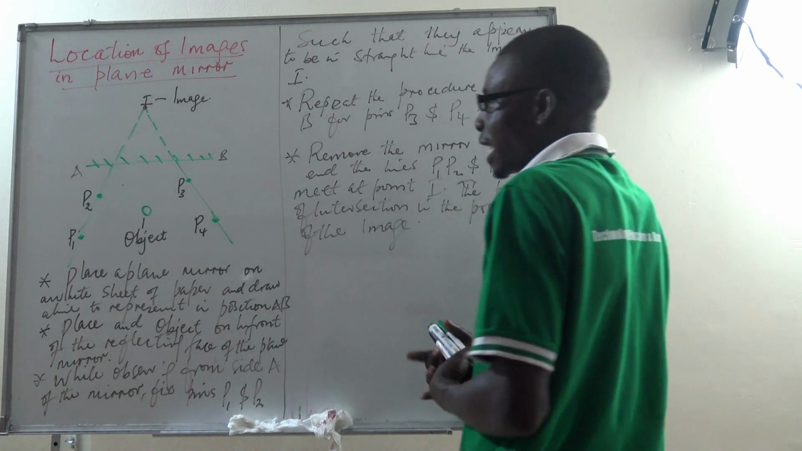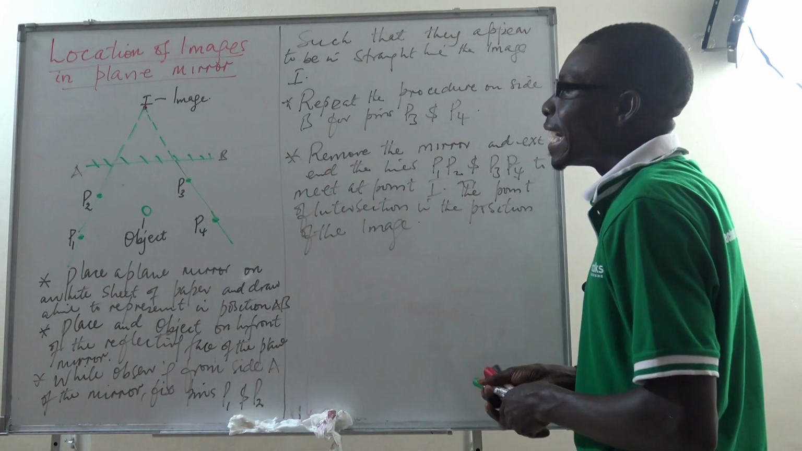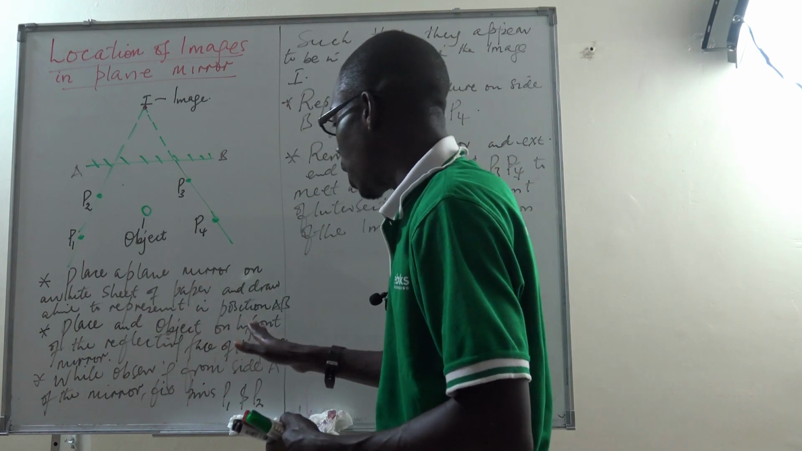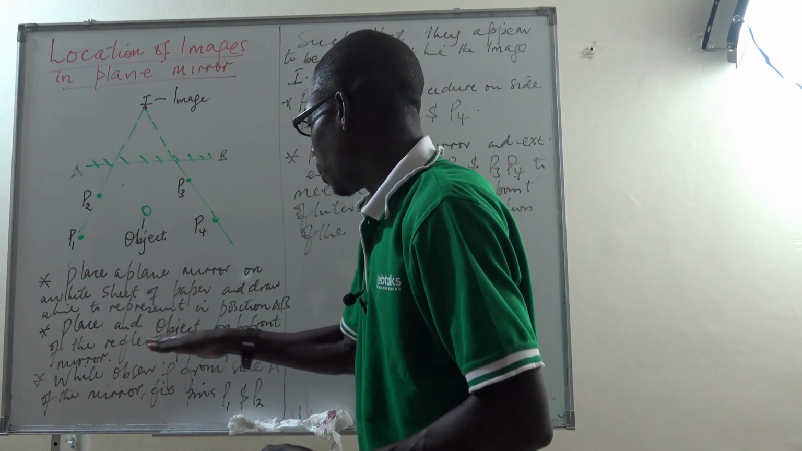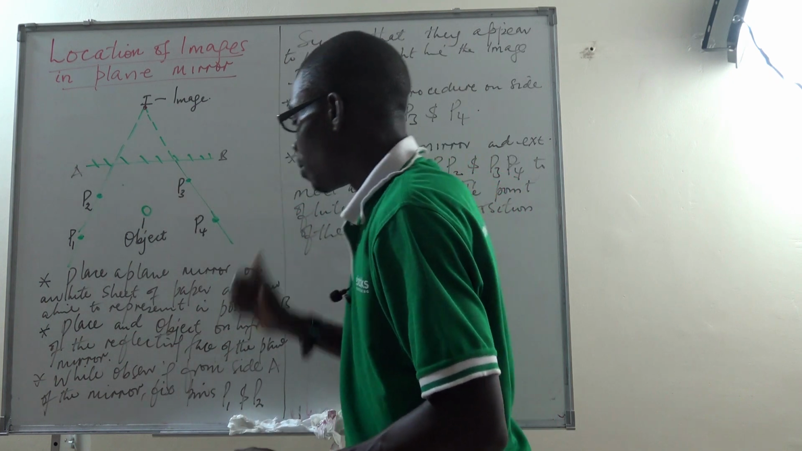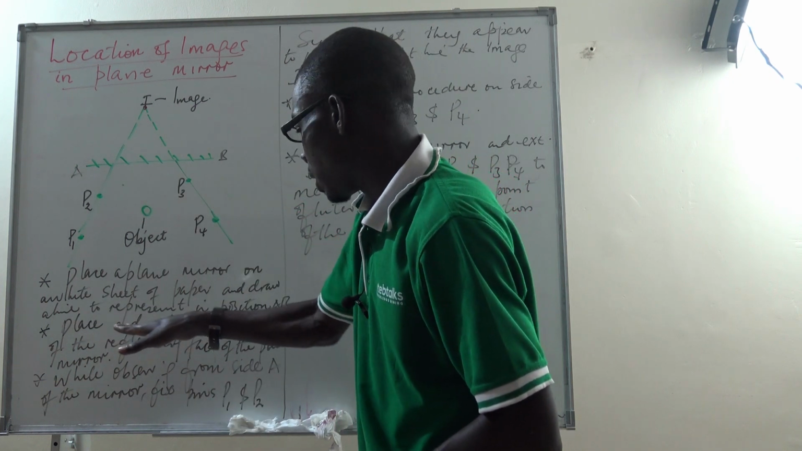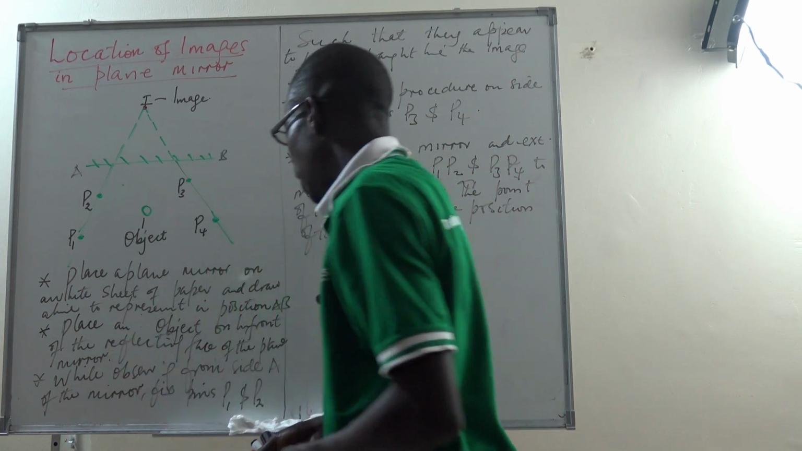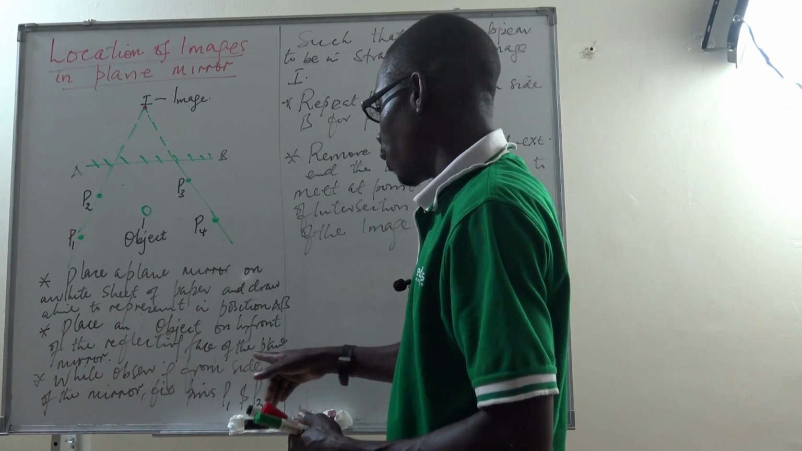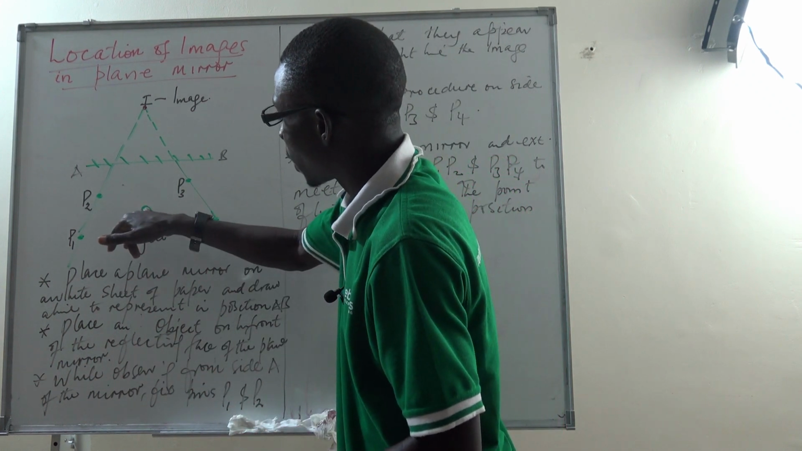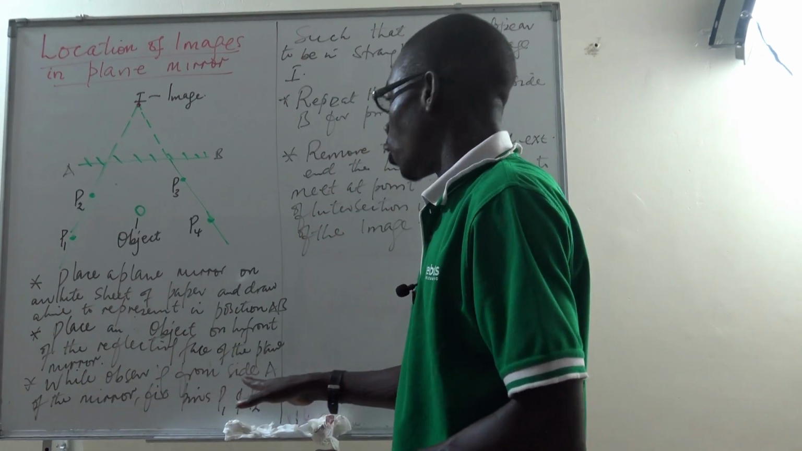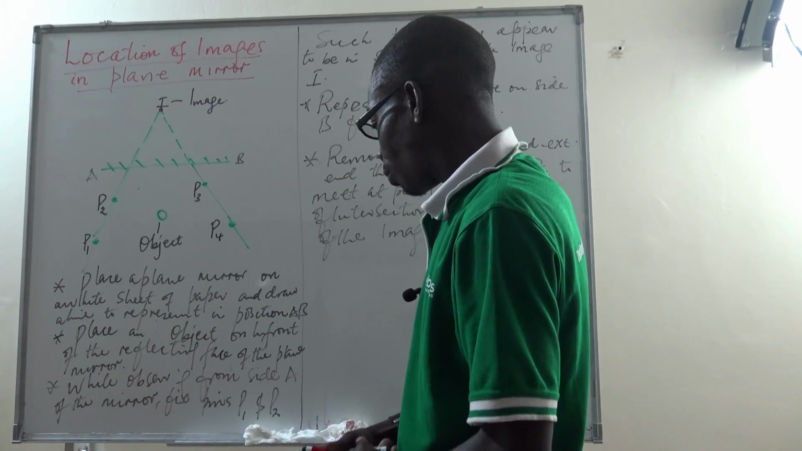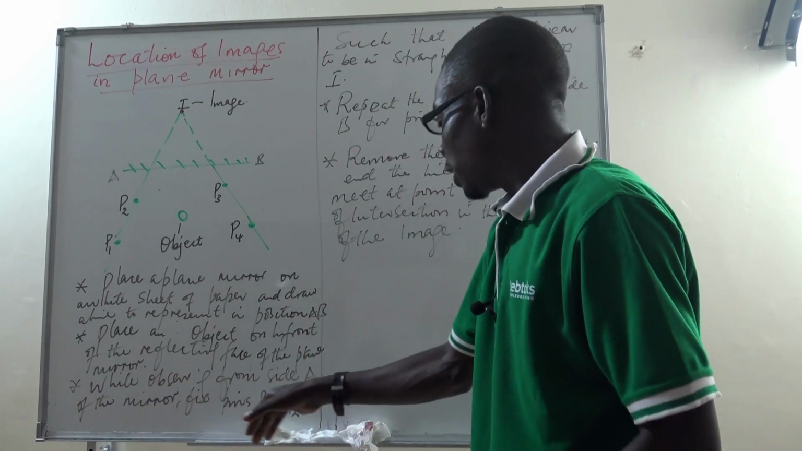And then having done that, you come also to the next side of the mirror. That's why I'm saying place the plane mirror on a white sheet of paper and draw a line to represent its position A, B. Place an object in front of the reflecting face of the plane mirror. After placing an object here, next is while observing from side A, as we are seeing from this other side of the mirror, fix pins P1 and P2.